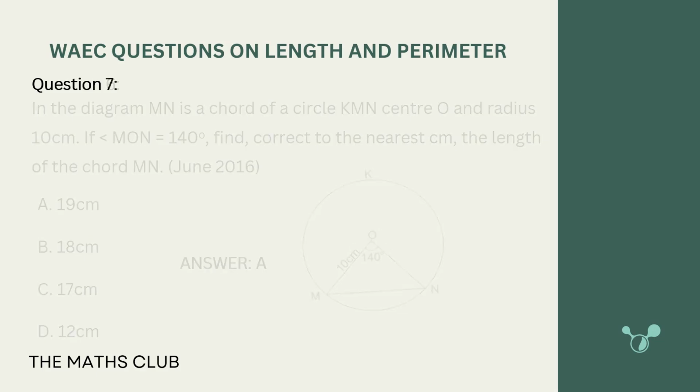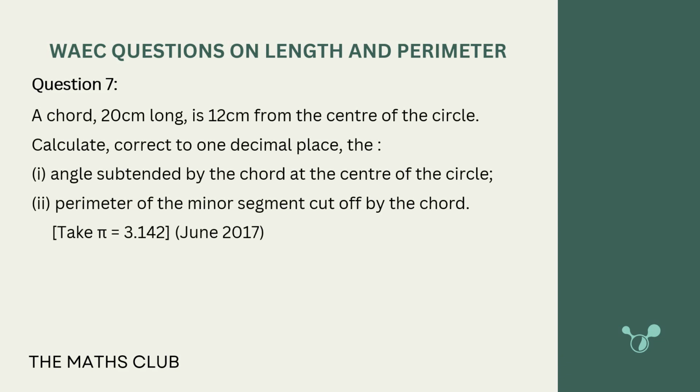Great. Question 7 now says that a chord 20 centimeter long is 12 centimeter from the center of the circle. Calculate, correct to 1 decimal place, the angle subtended by the chord at the center of the circle. And we're told that we should find the perimeter of the minor segment cut off by the chord. Take pi to be 3.142, and this is from June 2017. Pause the video and try that yourself. Welcome back. Let's look at it together.